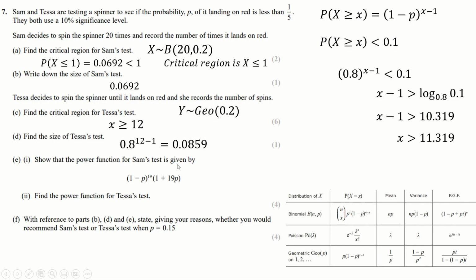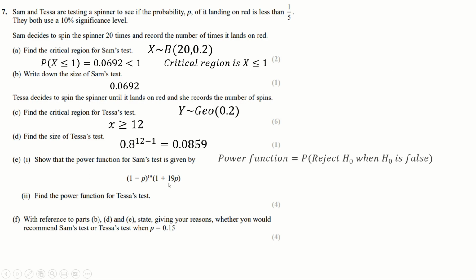Show the power function of Sam's test is given by this. The power of a test is the probability that you reject H0 when H0 is false. So we reject H0 when x is less than or equal to 1. So it's the probability that x is less than or equal to 1, given H0 is false, which means that x doesn't do this. X is a binomial with some other p-value here. Now, of course, we can just evaluate a binomial function because we know how binomial functions work.